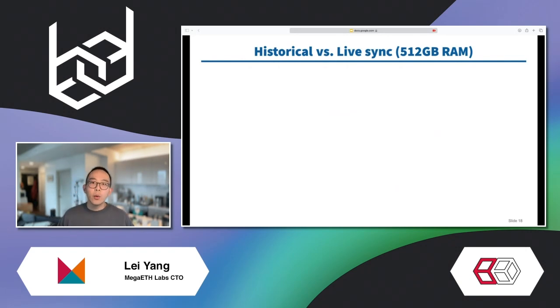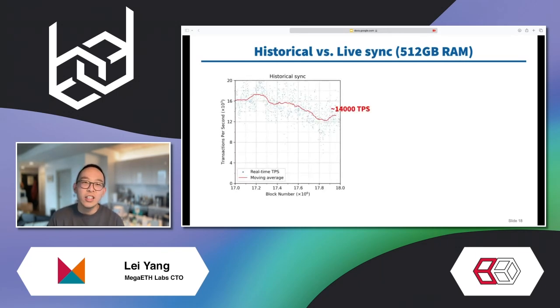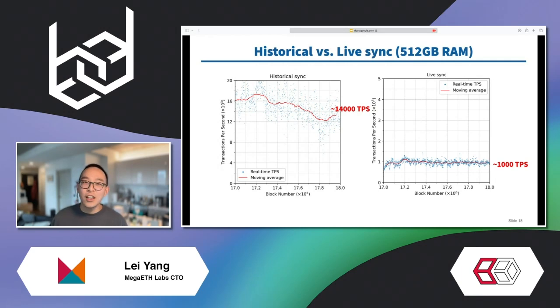All right, so far we have been studying the execution only. So let's now include merkleization. On the left is the throughput graph of the historical sync I just showed you earlier. And we saw that RETH can achieve 14,000 transactions per second for the most recent 1 million blocks. And this is what happens in live sync when the batch size is set to 1 and RETH has to update the state trie after every block. The throughput drops dramatically to 1,000 transactions per second, by almost 14x.